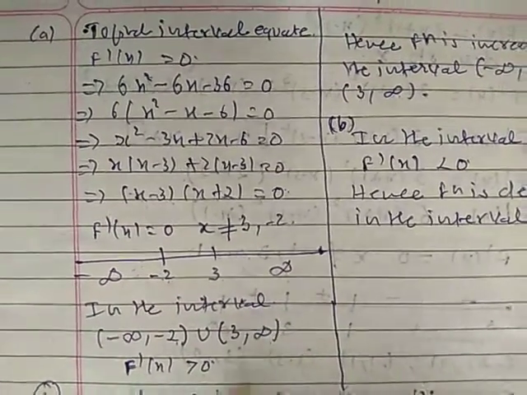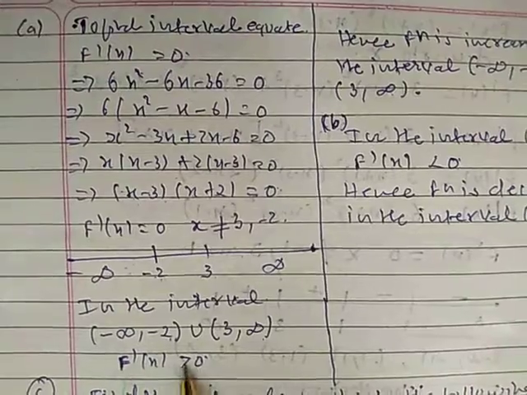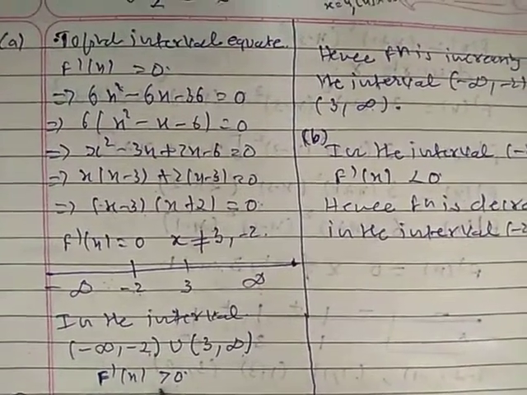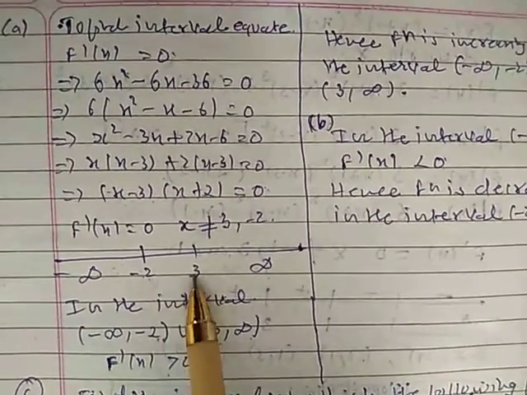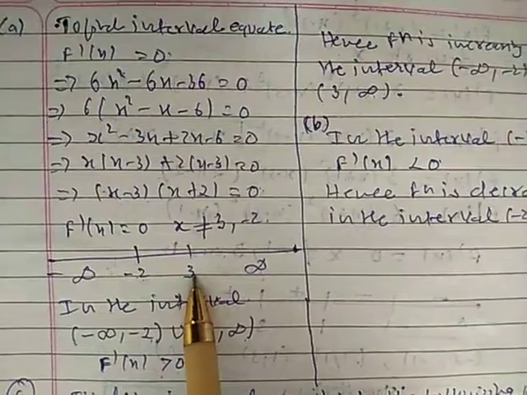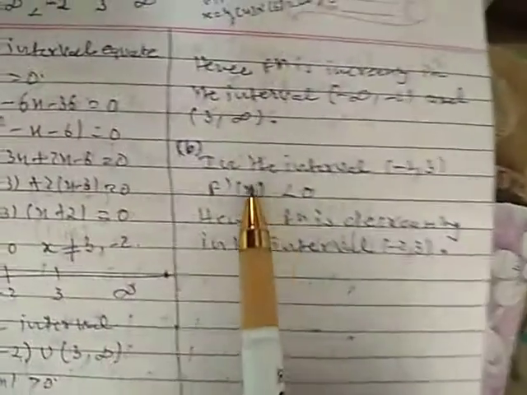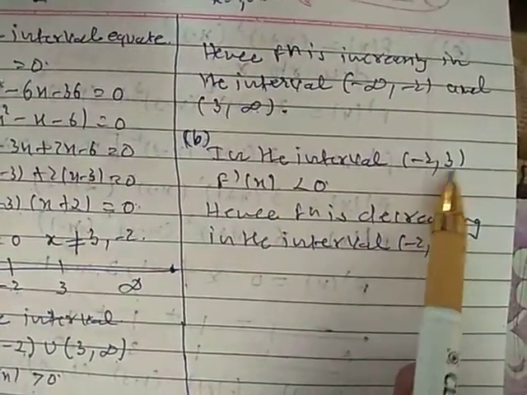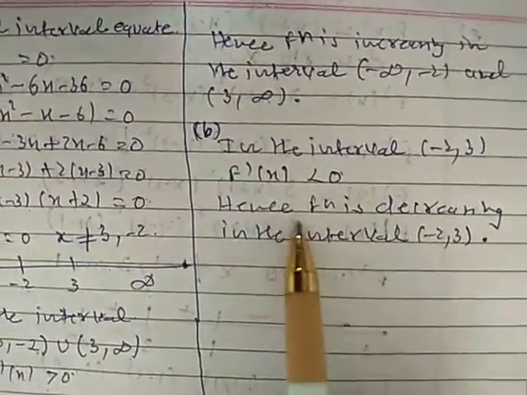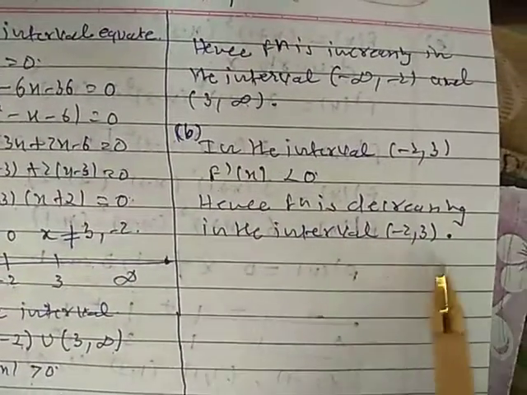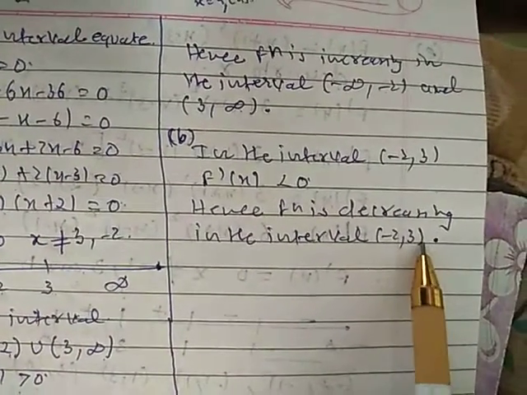So function is increasing implies that f dash of x is greater than 0. And in the interval minus 2 to 3 we have checked, the function is decreasing. So in the interval minus 2 to 3, f dash of x is less than 0, hence the function is decreasing in the interval minus 2 to 3.